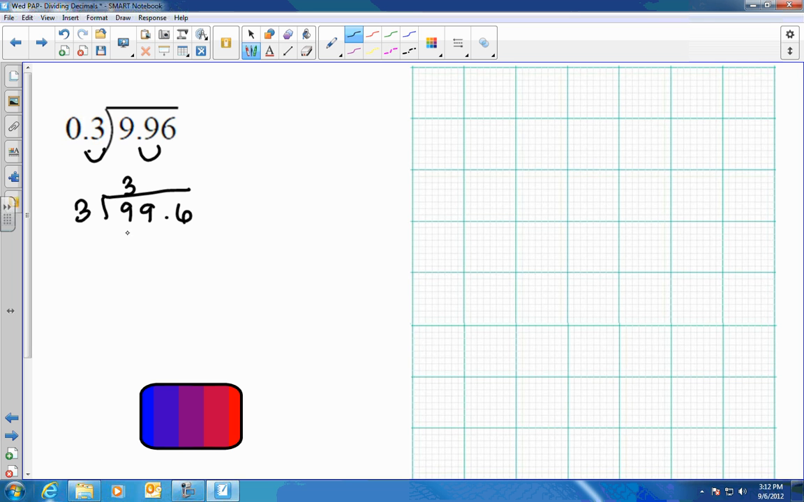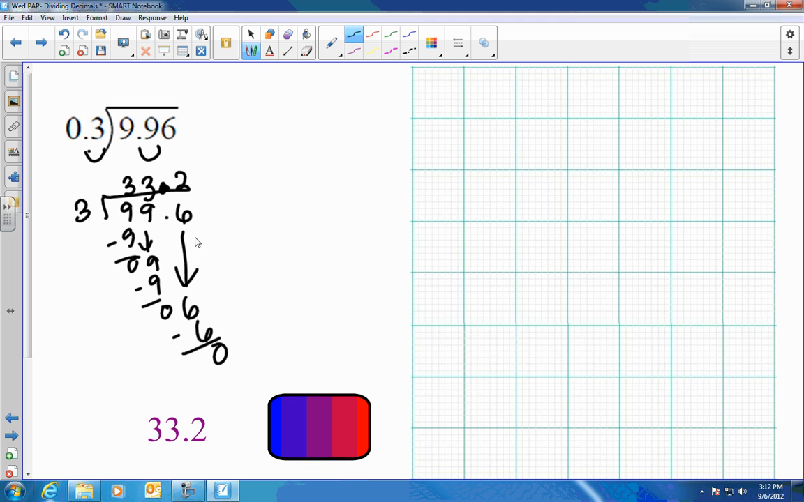3 times with nothing left over. How many times does 3 go into 9? 3 times with nothing left over. How many times does 3 go into 6? Twice with nothing left over. Again, don't forget your decimal point. Sometimes people will actually put their decimal point, just move it up first so that they don't forget it as they're going through the process.